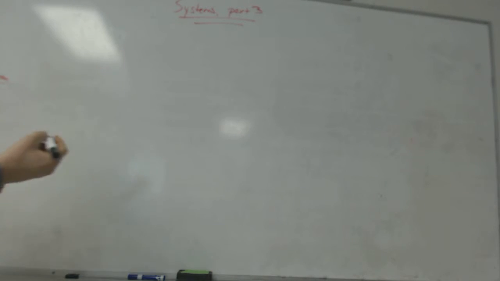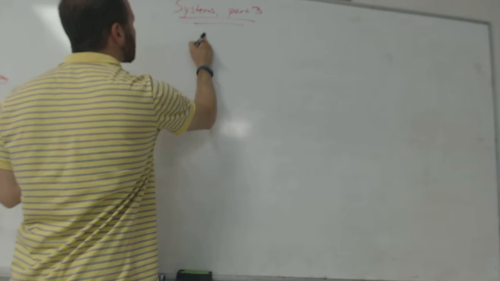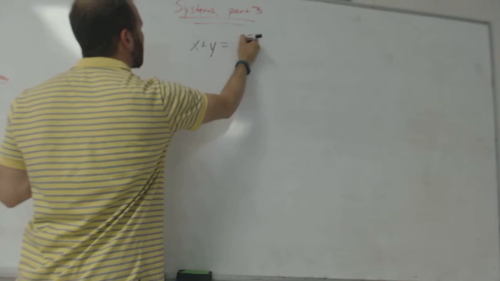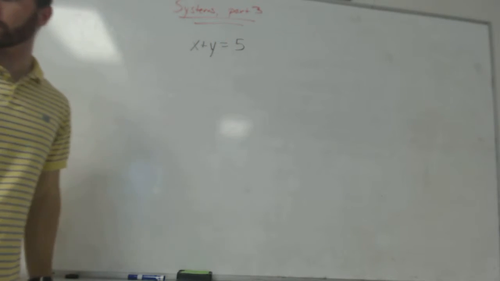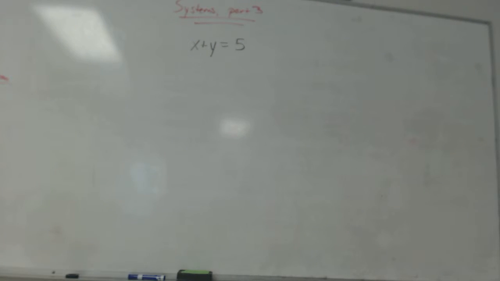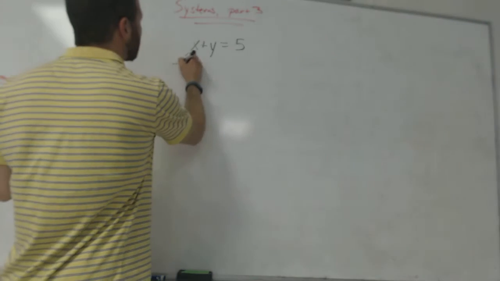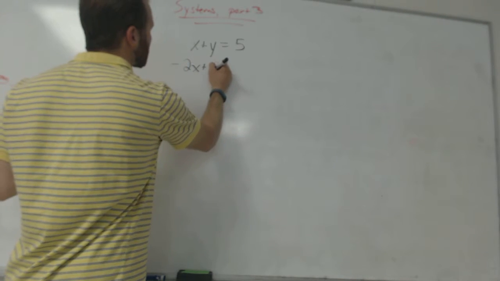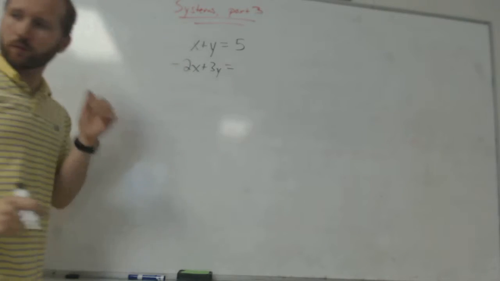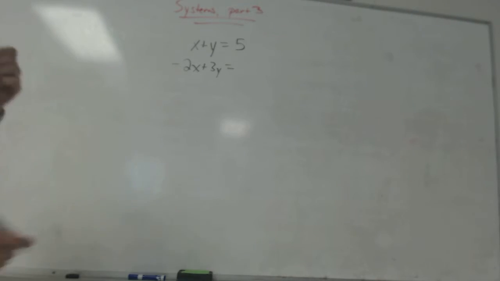What if I had x plus y equals 5, negative 2x plus 3y equals -5.